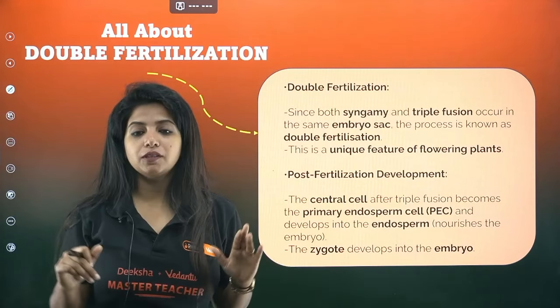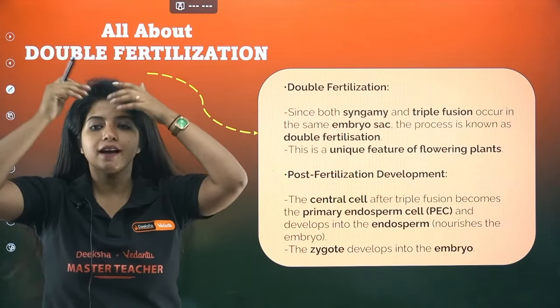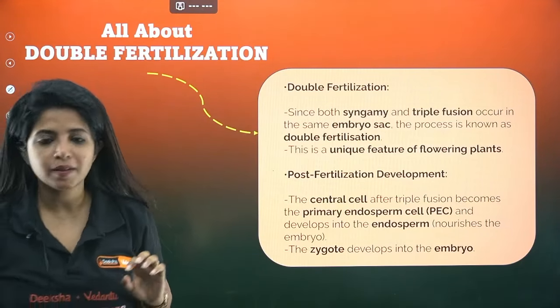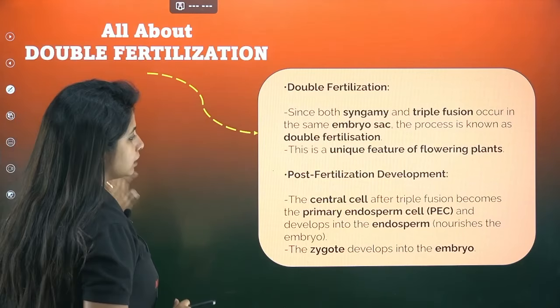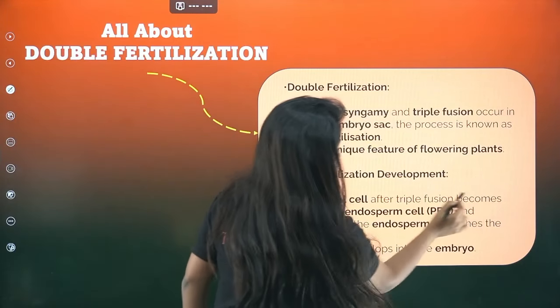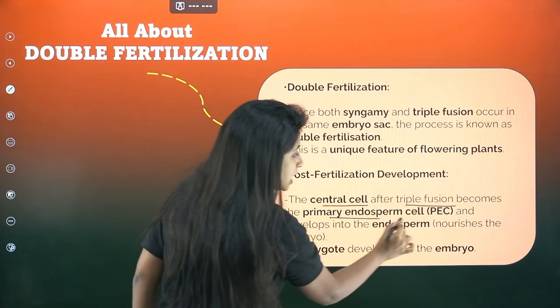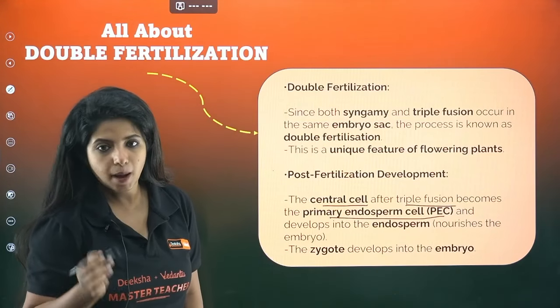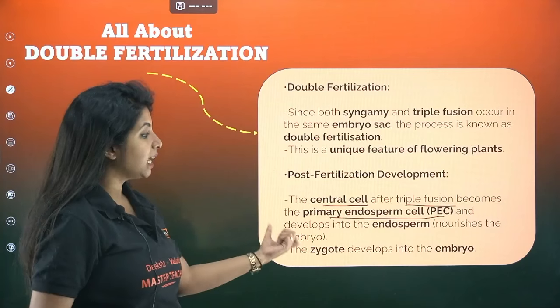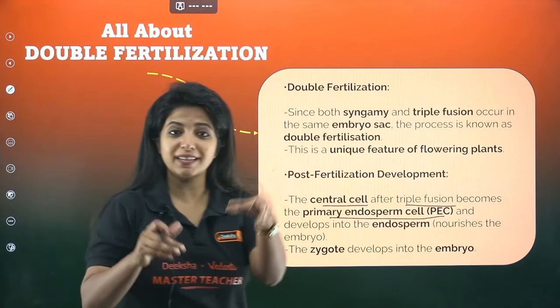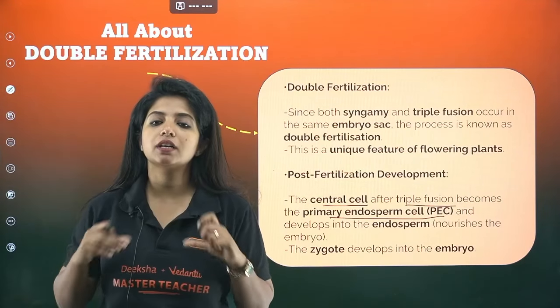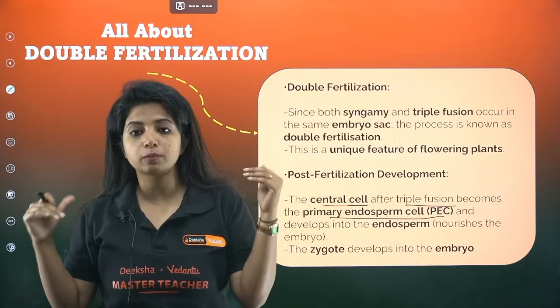Now, what happens after fertilization? That is also super important. After fertilization, my dear children, the central cell after triple fusion becomes the primary endosperm cell, I told you. Yeah, PEC, primary endosperm cell. It develops into endosperm tissue. These cells are going to divide further and form the endosperm tissue out there.